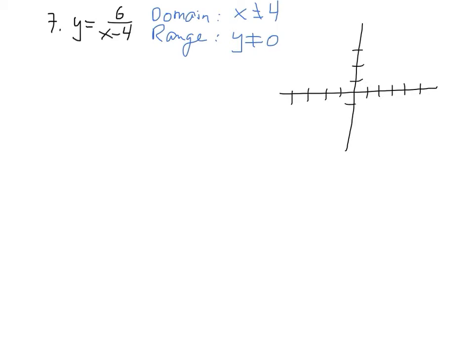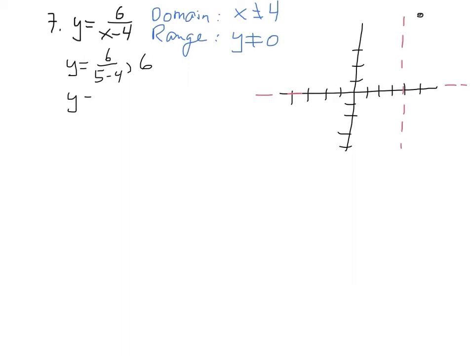Alright, and okay. So x cannot equal 4, so we're going to do an asymptote there. y cannot equal 0, so there's another asymptote for us. Now I need to find some points. Let's plug in some points bigger than 4. So plug in 5 first. If I plug in 5, I get y equals 6 over 5 minus 4, or 6. So 5, 6 is going to be up here somewhere.